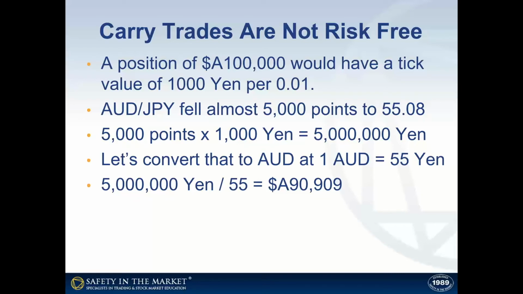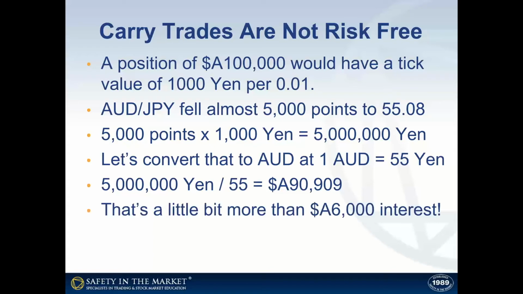Now, remember, a $100,000 position, you only need $500 to open that position. So, I mean, if you've got a $100,000 account, your broker will let you ride that loss all the way down. Now, that $90,000 loss, that's a little bit more than the $6,000 interest. And remember, you only get $6,000 interest if you hold it for a whole year. Okay, and some people would do that.